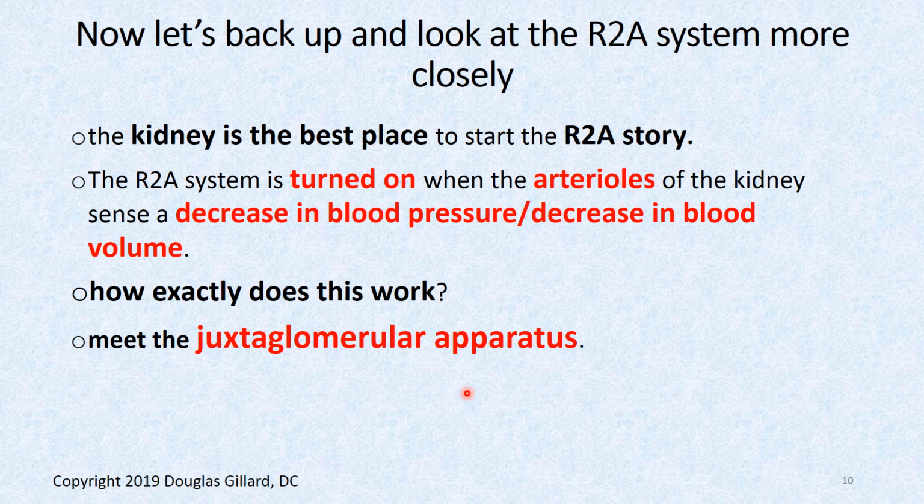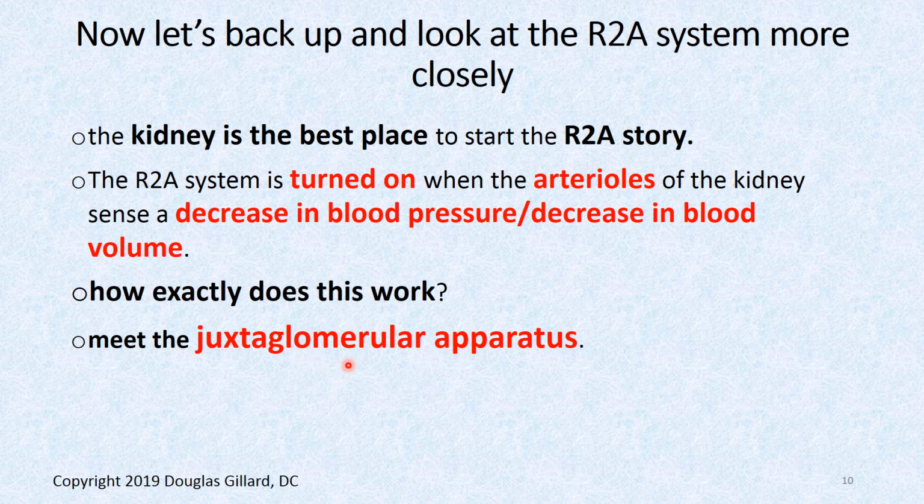So the very first thing that happens is the arterioles that are around the nephron sense a decrease in blood pressure or decrease in blood volume. Those two go hand in hand. And that sets off a chain reaction. So let's talk about what stimulates it in general.